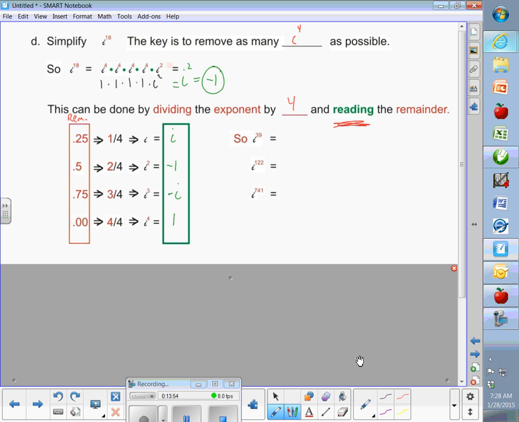Okay, so let's do the problems here at the right. I to the 39th. You just grab your calculator. Now, if you want to do these on your own, pause the video and see what you can do, and then turn it back on and see if you were thinking correctly. All right, so I to the 39th, I'm going to take 39, divide by 4, and read my remainder. It's 0.75. 0.75 is an I cubed, and an I cubed is negative I, right?